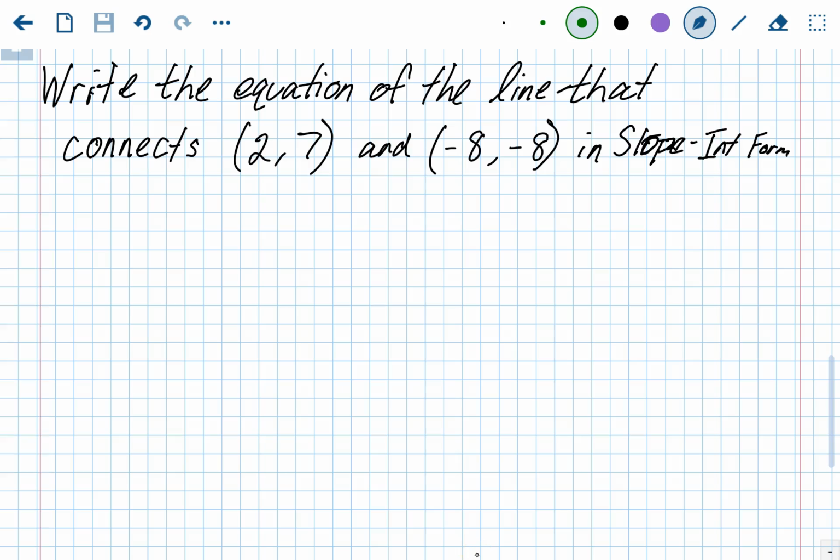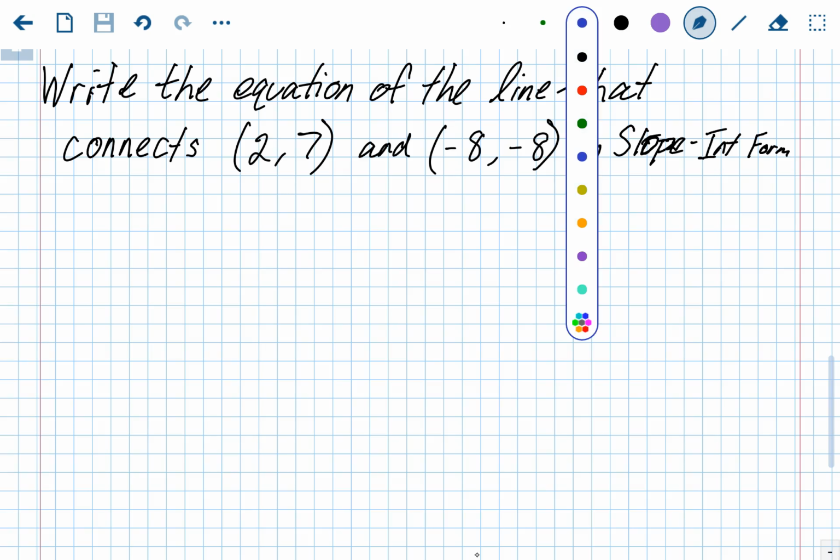Okay, so this example is going to be finding the equation of a line that connects 2 points and writing that line in slope-intercept form using only slope-intercept form. There's another method that uses point-slope form. You can check out the previous video for that one. So this one's only going to be using slope-intercept form, y equals mx plus b.